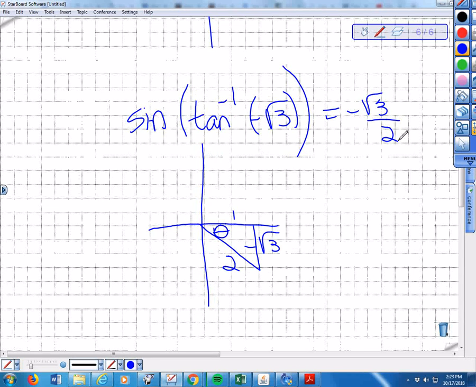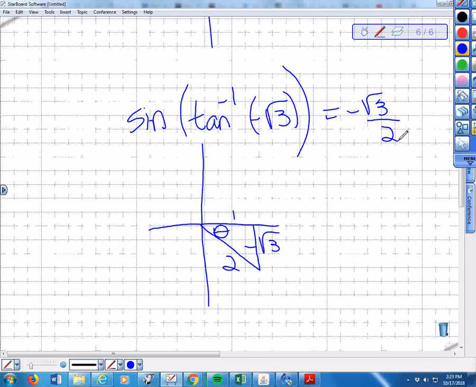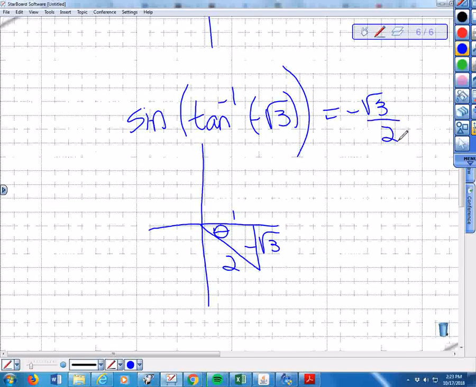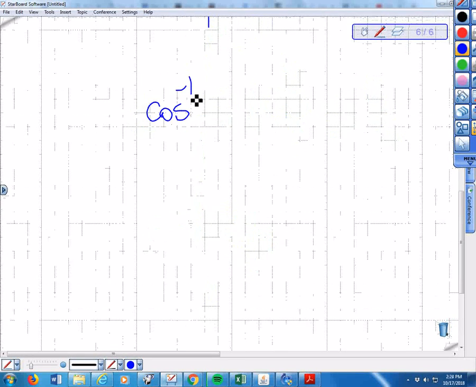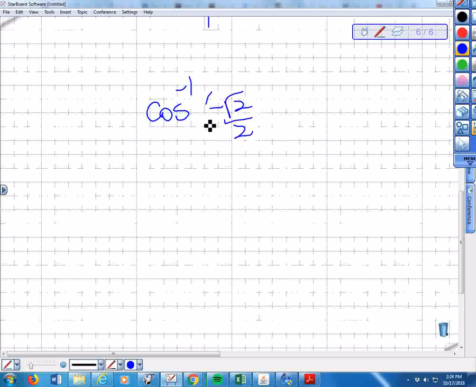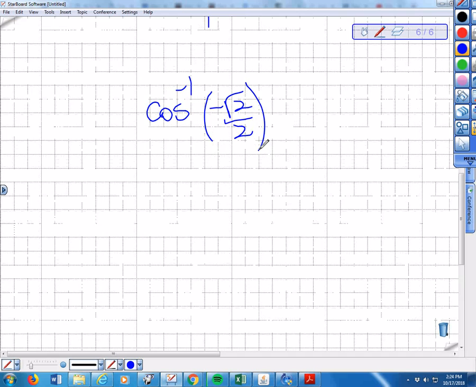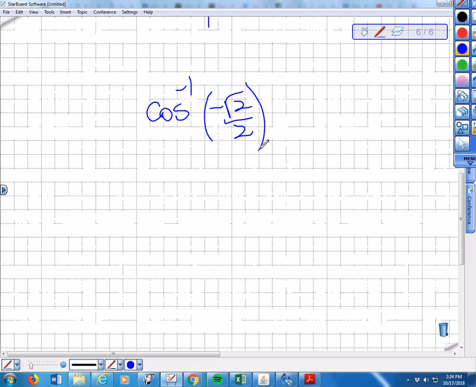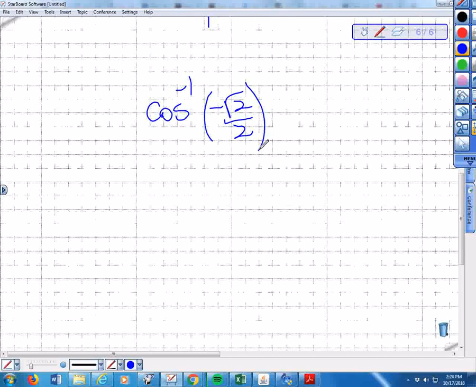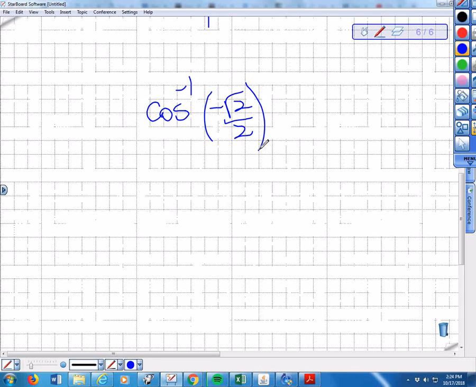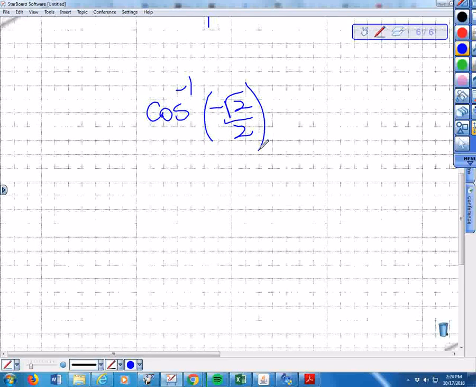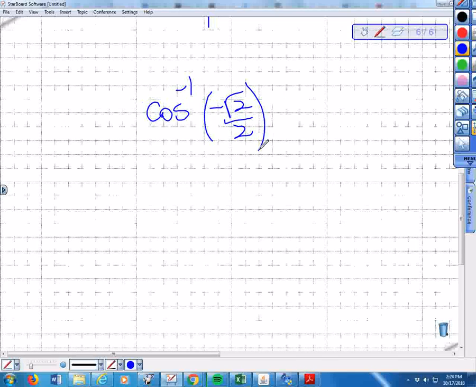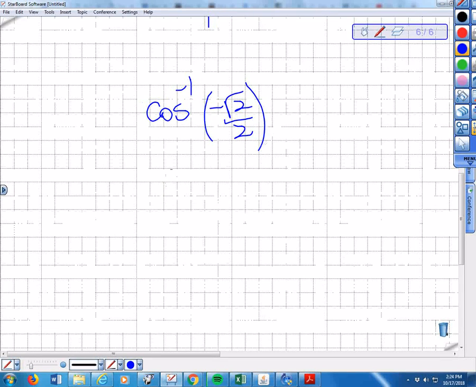So the first 3, 4, 5 are like that. This one just says what angle is this true for? What angle is this? In radians. Maybe.